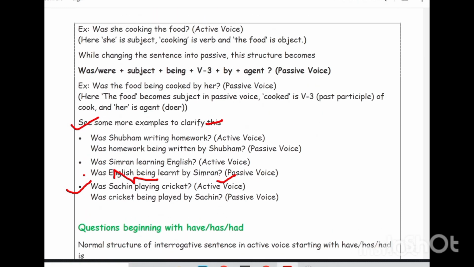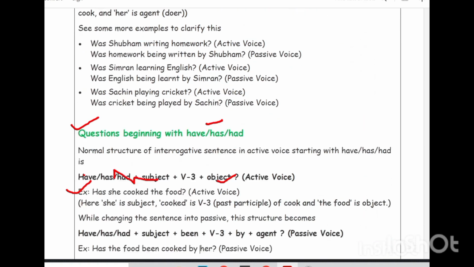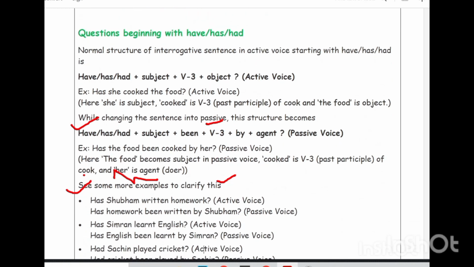Next is questions beginning with has and have. How will we make questions with has and have? Has, have, or had plus subject plus third form of verb plus object is active voice. You know that this is present perfect or past perfect tense. If you use has and have, it is present perfect. If you use had, it is past perfect. Has she cooked the food, active voice.